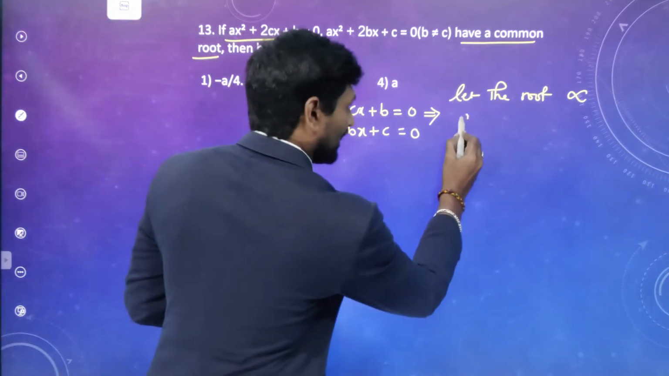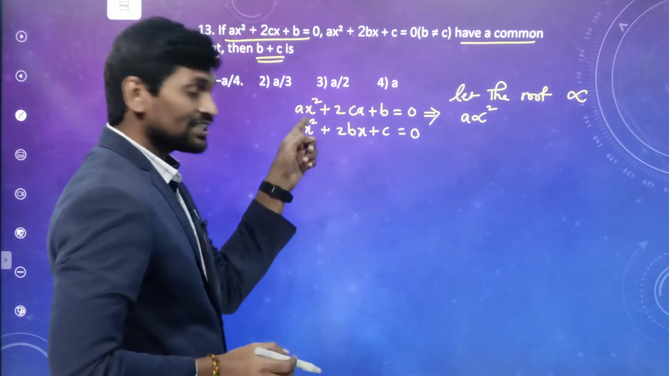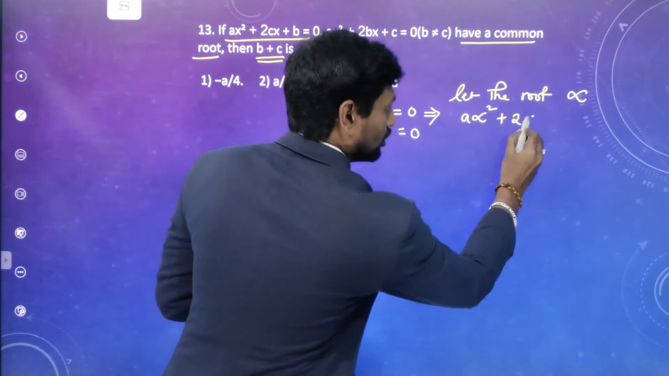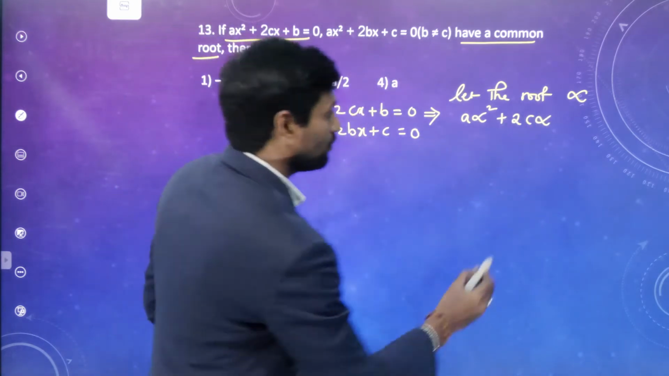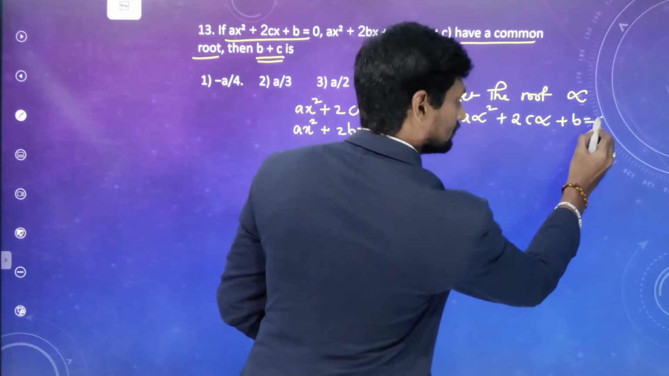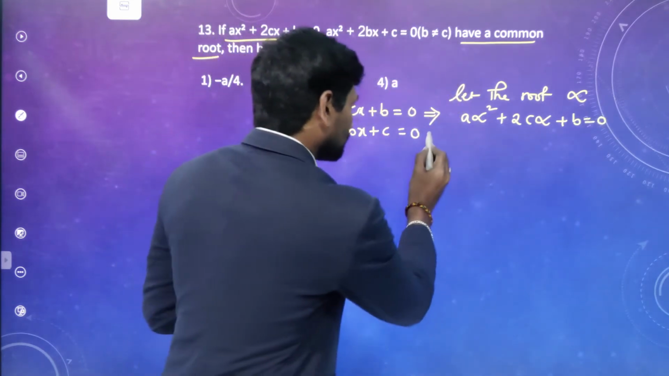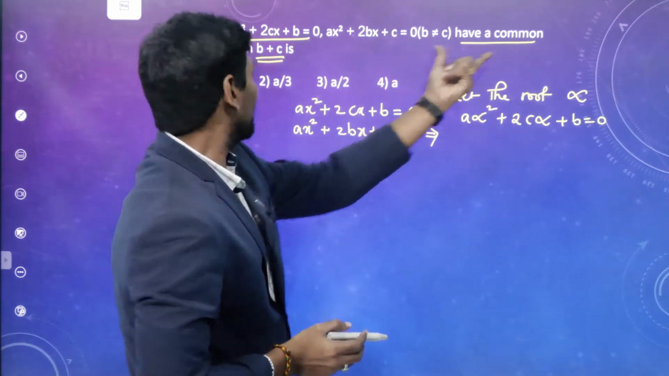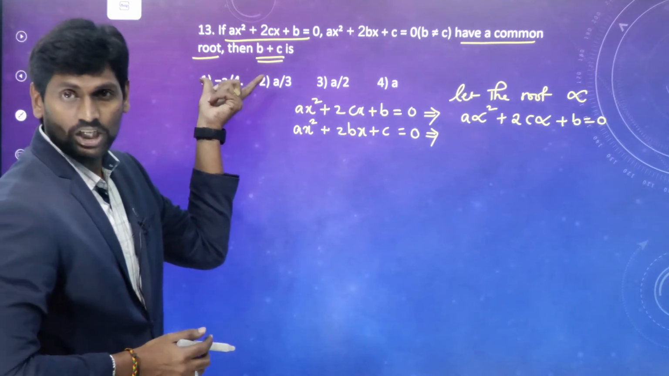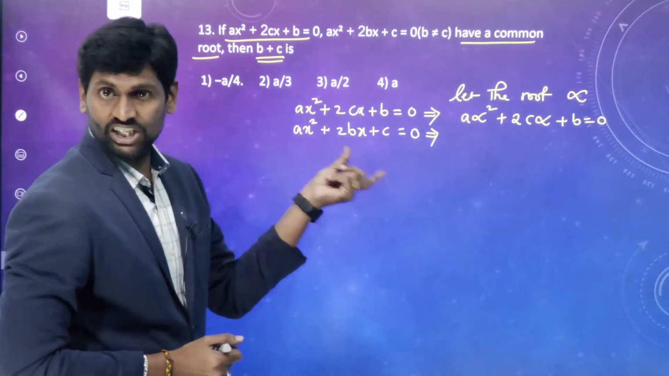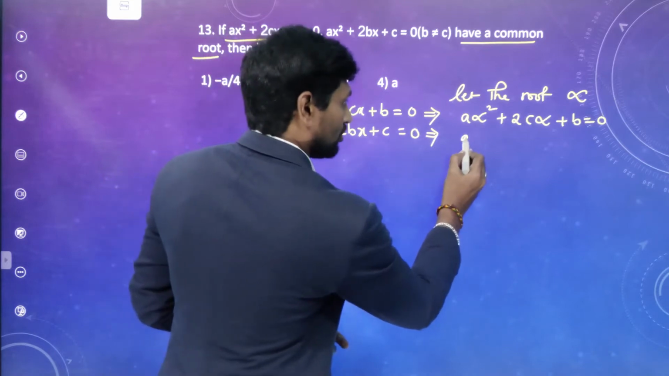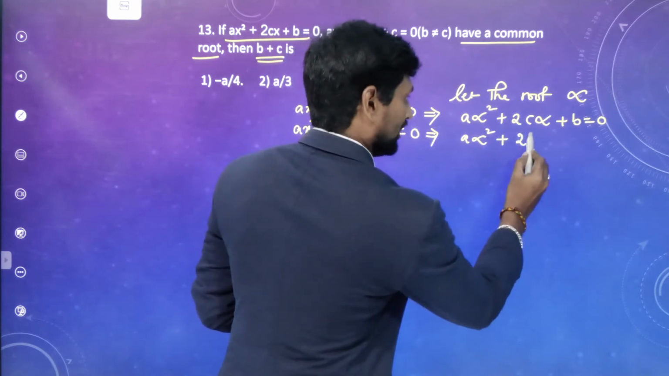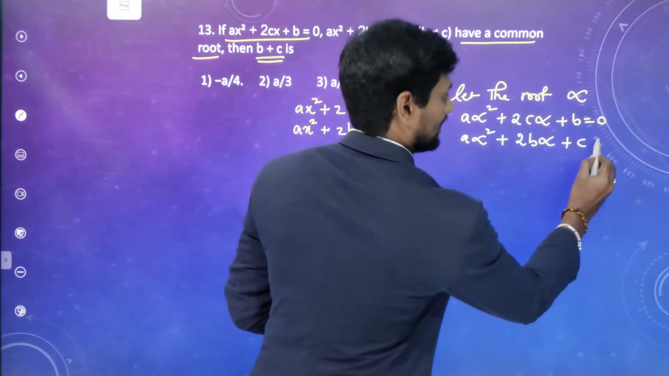So let me write a alpha square, in the place of x I substitute alpha, plus 2c alpha plus b equals to 0. Now I am substituting in the second equation also, because both are having a common root. So that is also a alpha square plus 2b alpha plus c equals to 0.